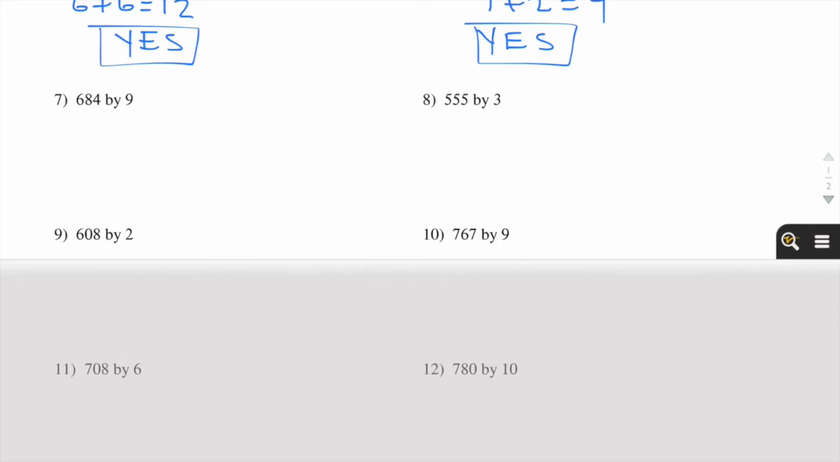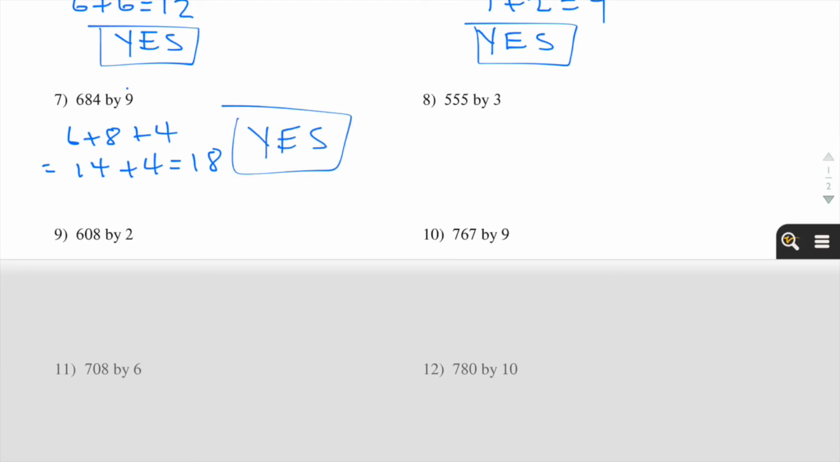Okay, number 7. Is 684 divisible by 9? Similar to the 3, we add up all the digits, and if 9 goes into the sum of the digits, then 9 goes into that number. So let's add up 6 plus 8 plus 4. 6 plus 8 is 14, plus 4 we get 18. Does 9 go into 18 evenly? Yes, it goes in 2 times, so 684 is divisible by 9. That rule only applies to 3s and 9s.